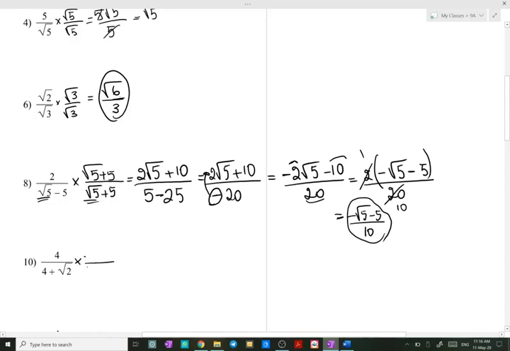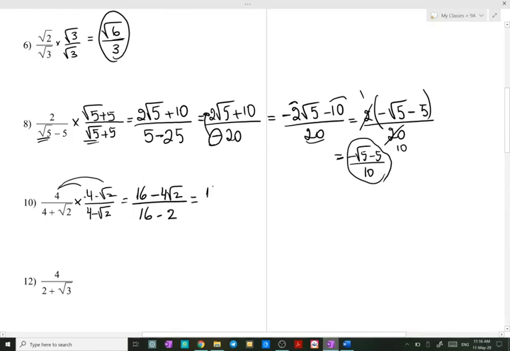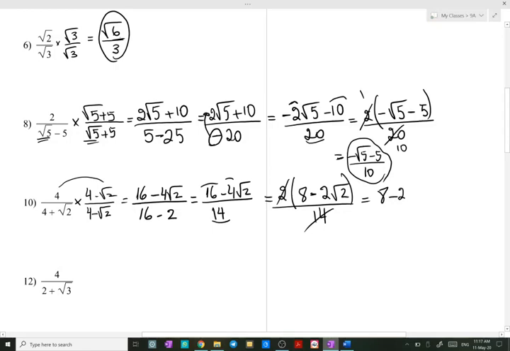We multiply in number 10 by the conjugate 4 minus square root 2, and while we're expanding we have 16 minus 4 square root 2 over square the first minus square the second, which is equal to 16 minus 4 square root 2 over 14. Now in some cases, and this is one of them, I prefer not to expand because we're going to factor again. And in this case here we have the 2 as the common factor. So this is equal to 2 into 16 divided by 2 is 8 minus 2 square root 2 over 14. We simplify and the answer is going to be 8 minus 2 square root 2 over 7.